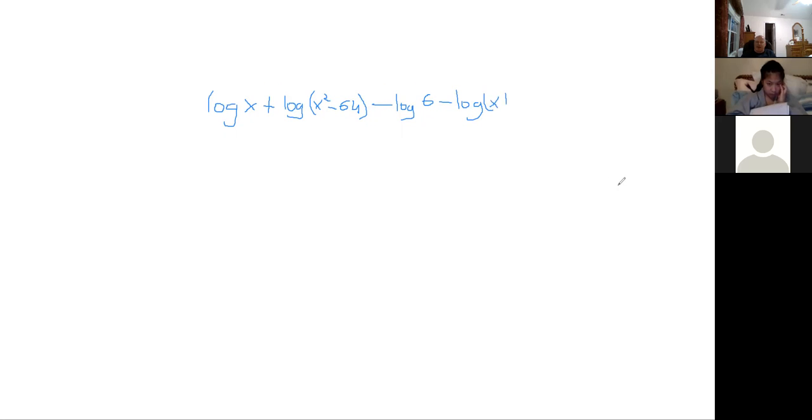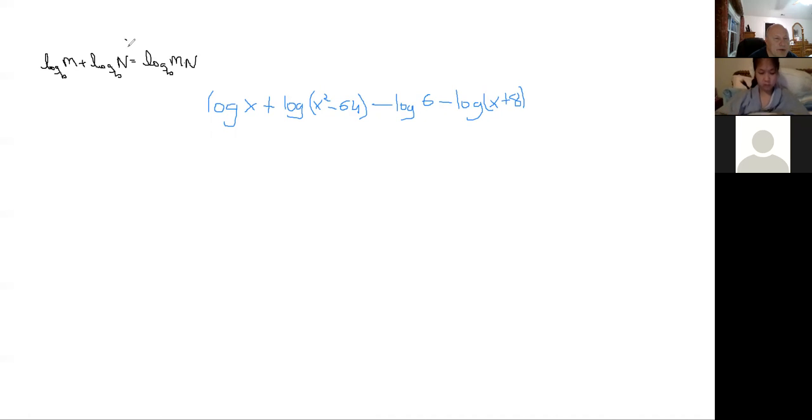Well, it's got a bunch of them, don't it? That's the question. Okay. Well, there's two rules that we have that's got mixed up in here. It's the quotient rule and the product rule. Let me write them over here. If we have the log base b of m, some number m, plus the log base b of n, then that is the log base b of the product m times n. That's called the product rule.